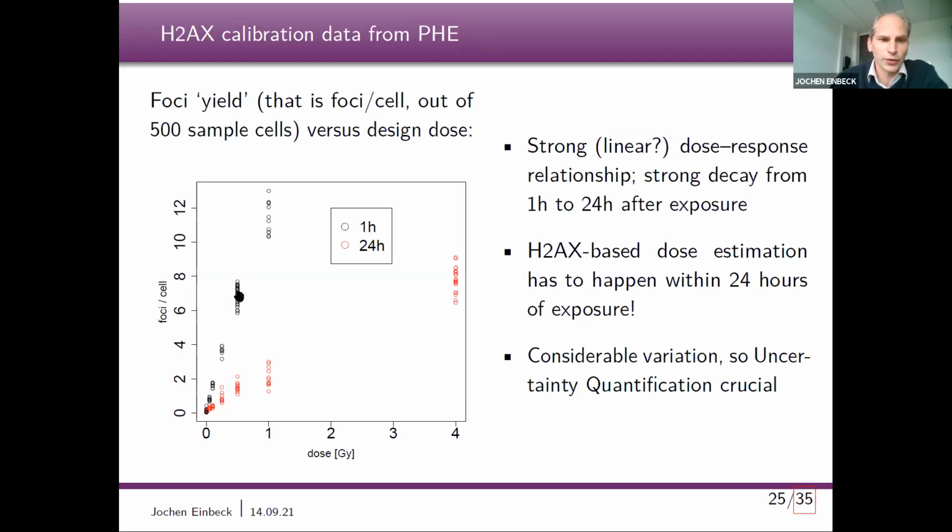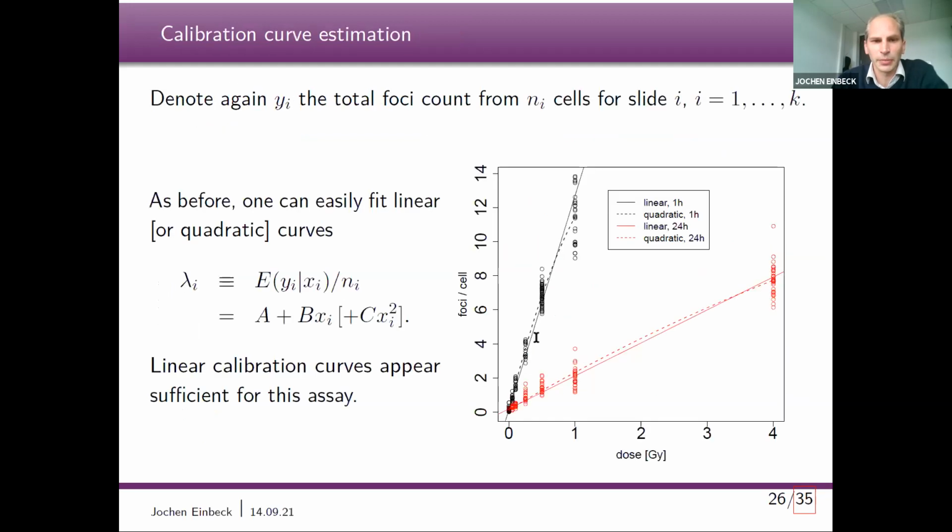But you see that there's considerable variation. So even among these foci per cell yields, uncertainty quantification will again be crucial. The fitting of these curves is not complicated at all. So we can just do again some Poisson regression. You might consider a quadratic model as before, but if you look at that, it's actually not really necessary.